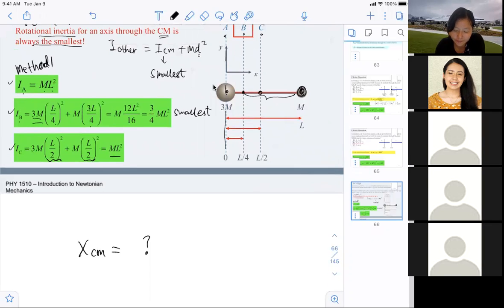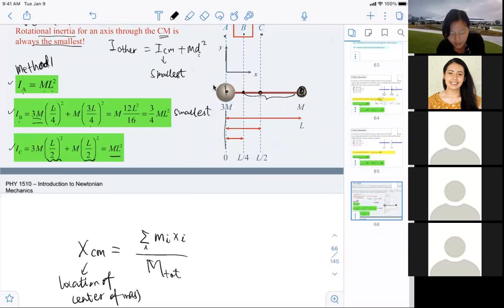Wasn't it finding the center of the rod or our object in general? Right, we call this equation Σ mᵢxᵢ over total M. This equation gives the location of the center of mass. It is the average position of all the masses, right? Each mass has a different location, and we average over them.